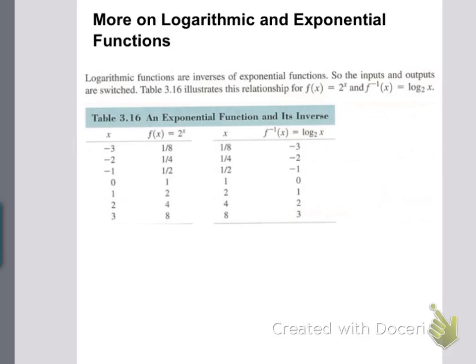This is just a table to show you that if you have an exponential function and you have the log function, those are inverses of each other. Notice how the x and f of x columns switch. That is an indication of inverse. So this is just information for you to have that illustrates the relationship between the exponential function and its inverse.